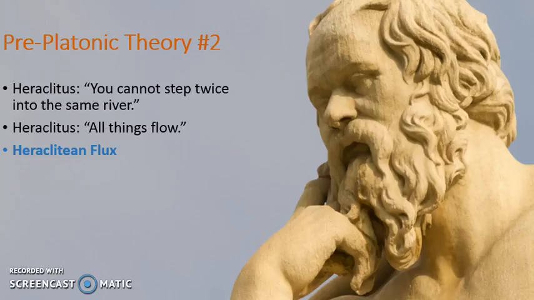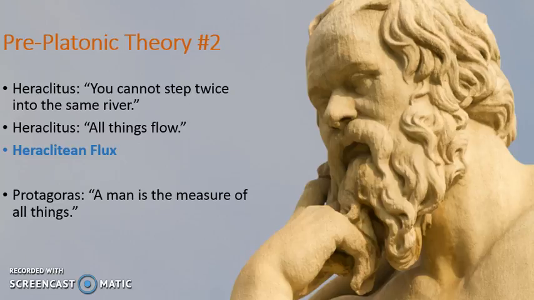Everything is constantly changing. The philosopher Protagoras took this logic one step further, and he claimed that a man is the measure of all things. We call this belief Protagorean subjectivism, and this basically means that all reality is determined by the individual, that there's nothing absolute out there in the world.